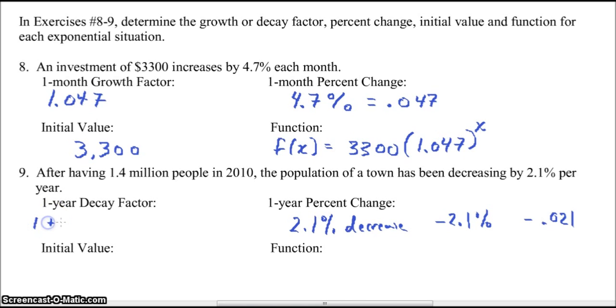Now my decay factor, I'm going to use this time. It's 1 plus the negative 0.021. The decay factor is 1 plus the percent change. So 1 minus 0.021 is 0.979.